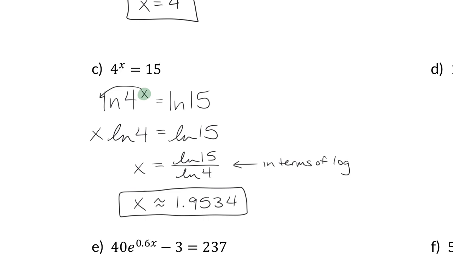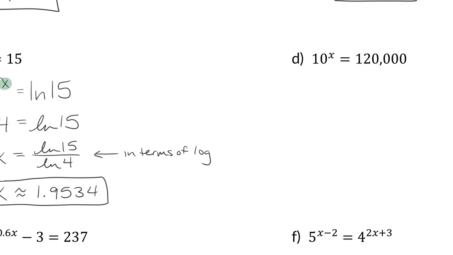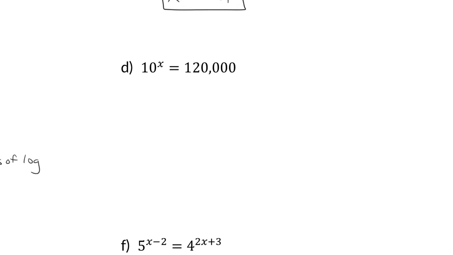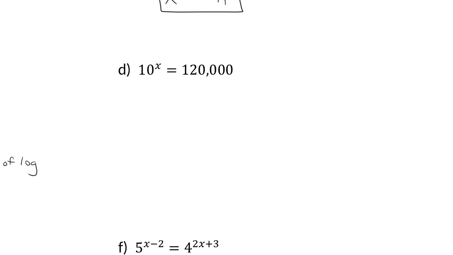Can we try another? Great. Let's look at question D. Again, 10 and that number, 120,000, are not a part of the same power family. So we're going to make sure the base and the power is isolated. Is the base with the power by itself? Yeah, okay, so we're good to go.